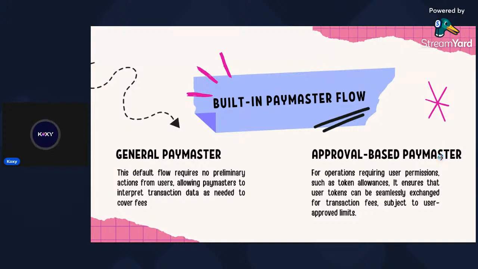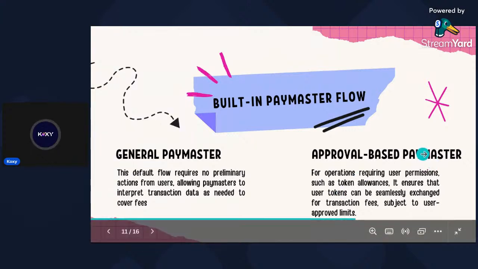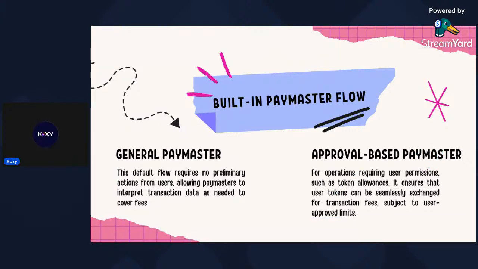For example, when you want to transfer tokens from one wallet to another, you need to use the approval paymaster, because the user has to approve the token that will be sent. That's the reason why there's a need to use the approval paymaster. But if you're not sending tokens, if you're just interacting with a normal dApp, sending messages or communicating, then you use the general paymaster.